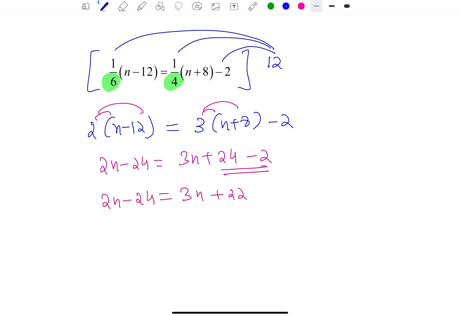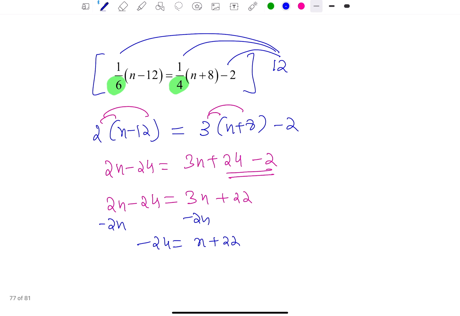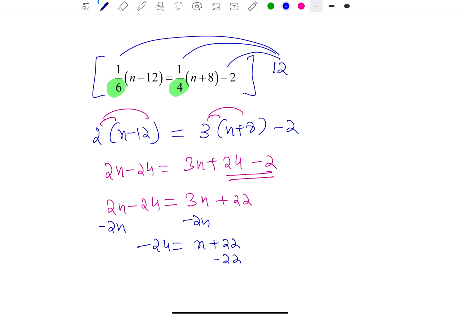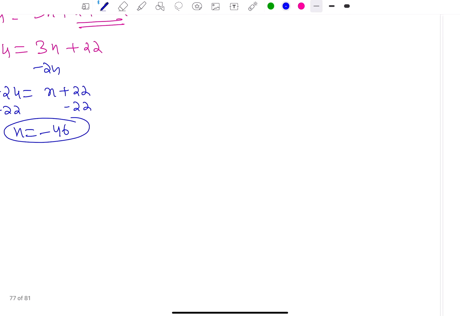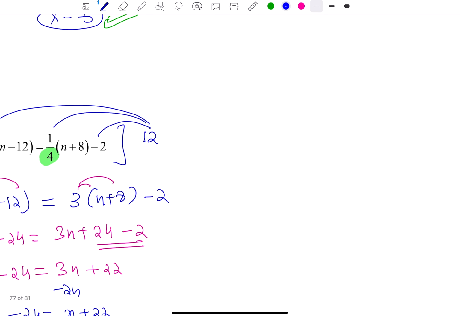Let's bring the variables to one side. Again, I prefer keeping my variable positive, so I'm going to subtract 2n from both sides. Negative 24 equals n plus 22. Lastly, it's time to isolate the variable, so subtract 22 from both sides. It turns out to be n equals negative 46. Again, if you plug n as negative 46 into the original equation, both left and right hand sides would be equal, and that's a way to check our solution.